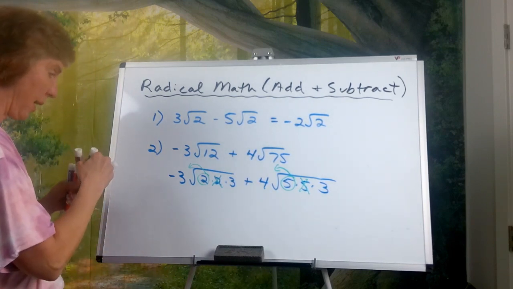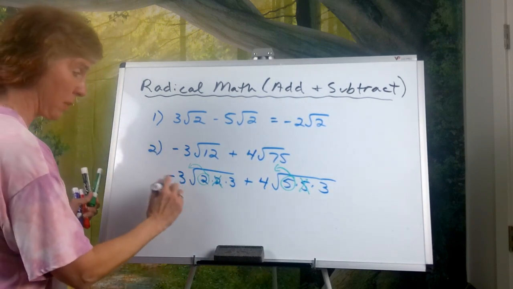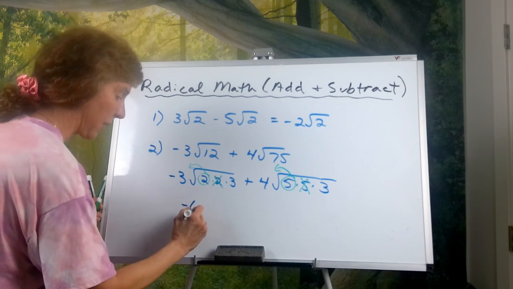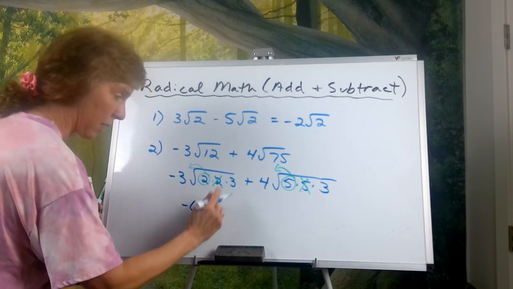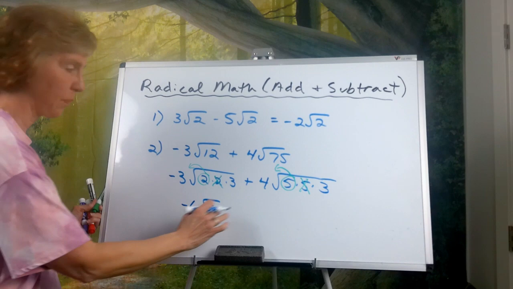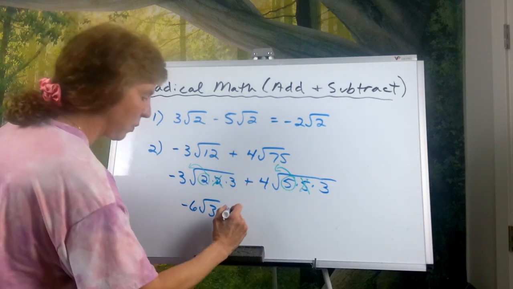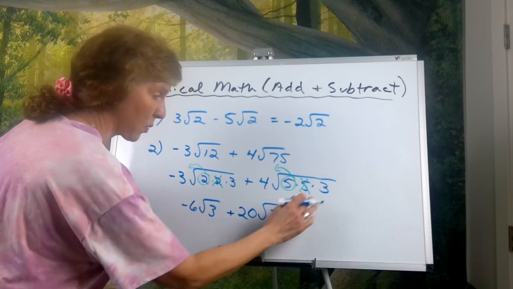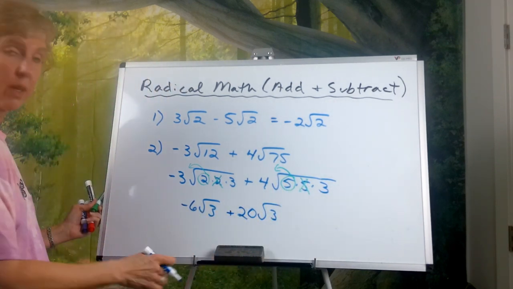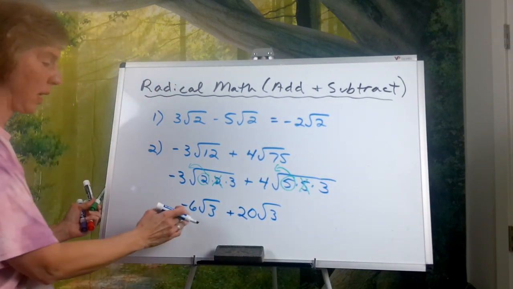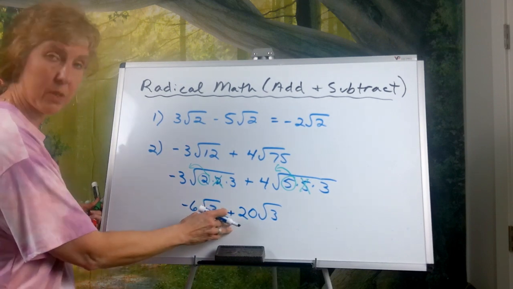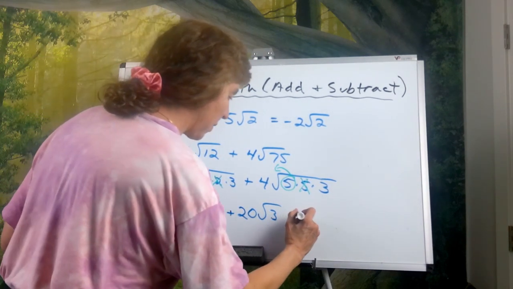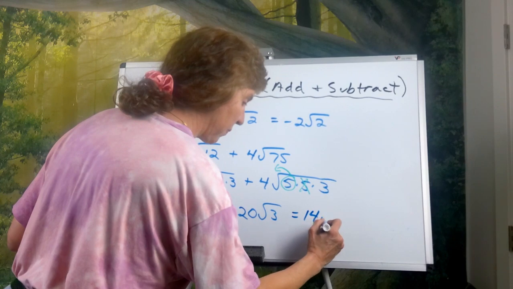So now we have 2 times negative 3, which is negative 6 root 3, because the root 3 is still in jail. 5 times 4, which is 20, and that's also root 3, still in jail. Now they're like. Negative 6 root 3 plus 20 root 3 is 14 root 3.